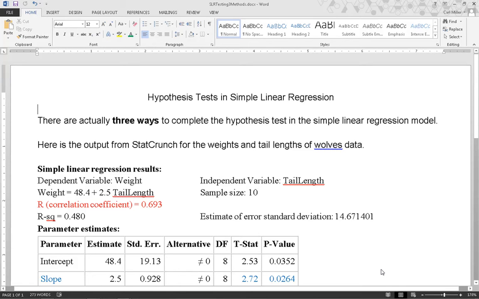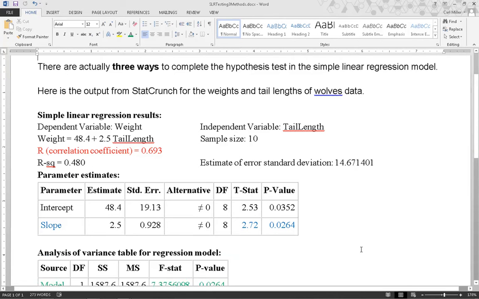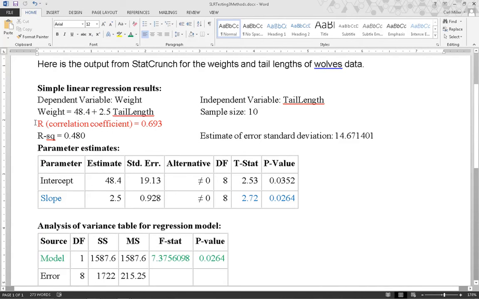When you're doing hypothesis tests in simple linear regression, there are actually three different ways that people have come up to do the testing. Here's the output from StatCrunch for the weights and tail lengths of the wolves data. Notice that there's a correlation coefficient that we could use. The closer it is to 1 or -1, the more evidence there would be of a significant relationship in a straight line manner. The closer it is to 0, the less evidence of that.